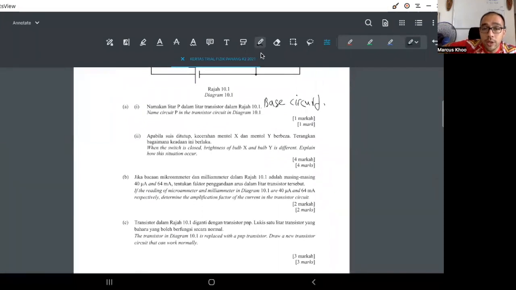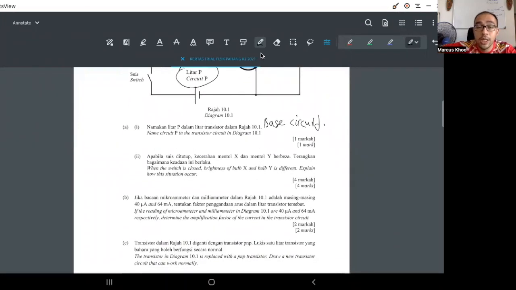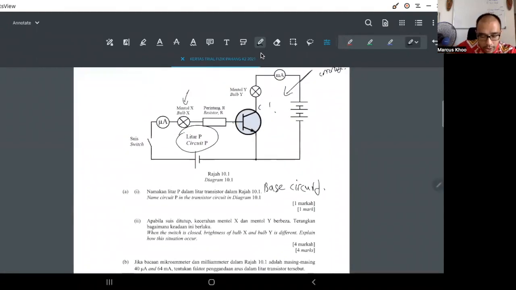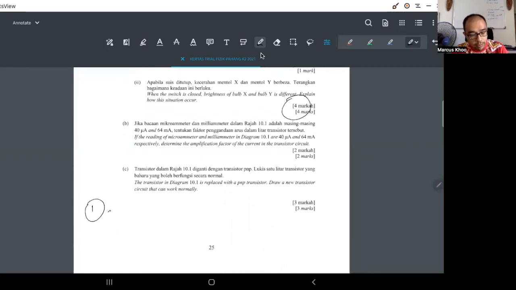Now when the switch is closed, the brightness of bulb X and Y is different. Explain how this situation occurs. In bulb X, look at this one now. One is microampere, and then in the Y one, it is a very big current. Well, big lah, although it's milliampere only. It is a very big current compared to the base current. So point number one. This is a 4-mark question so we're going to have these 4 points lah. So in bulb X, a high resistance.